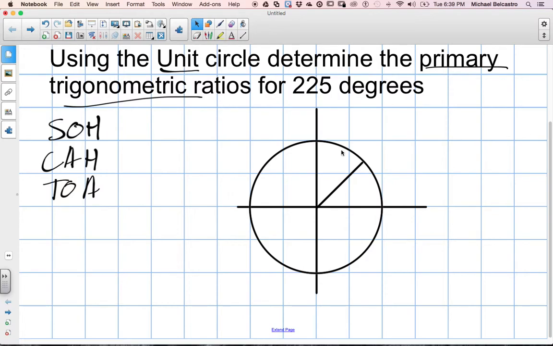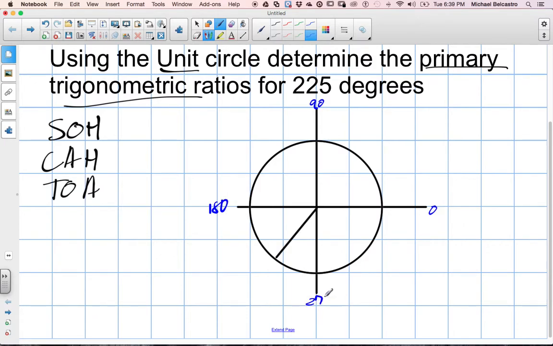What we need to find out is 225 degrees. So we know that we start from down here and we go throughout the quadrants. 225 is going to fall in this quadrant. We know that from here to here is 90, here's 180, this is 270, and then all the way around would be 360 degrees. So we know we fall into here. We're not exactly where it is.